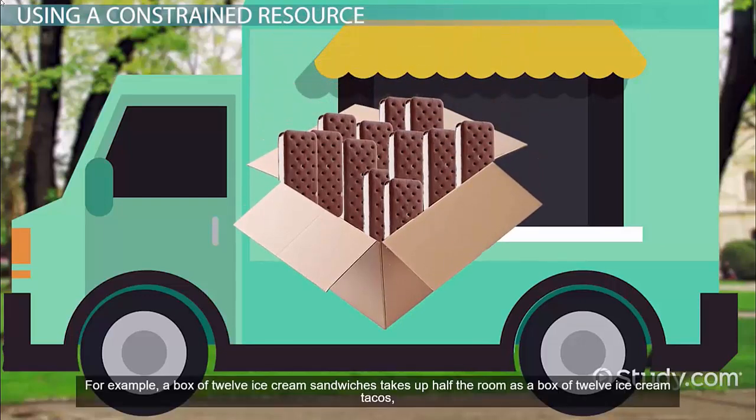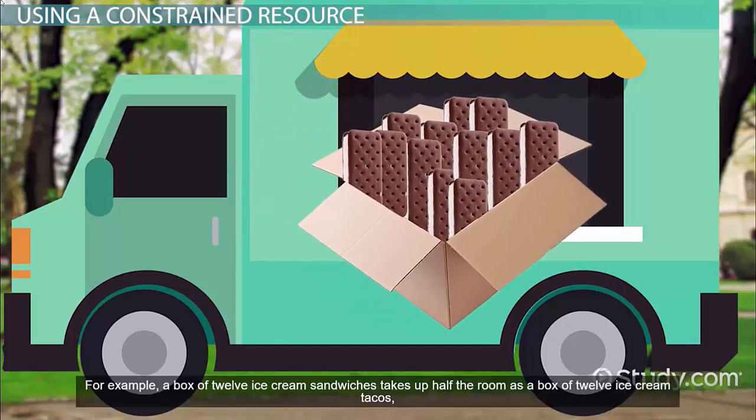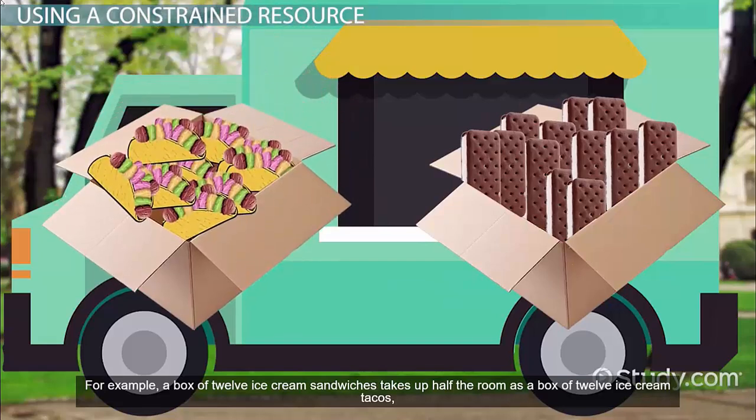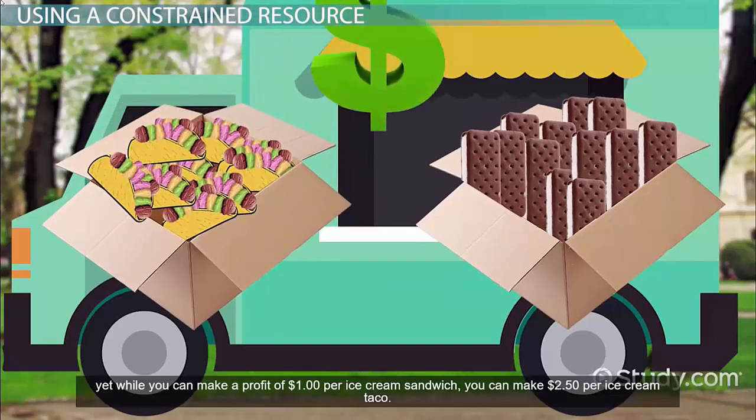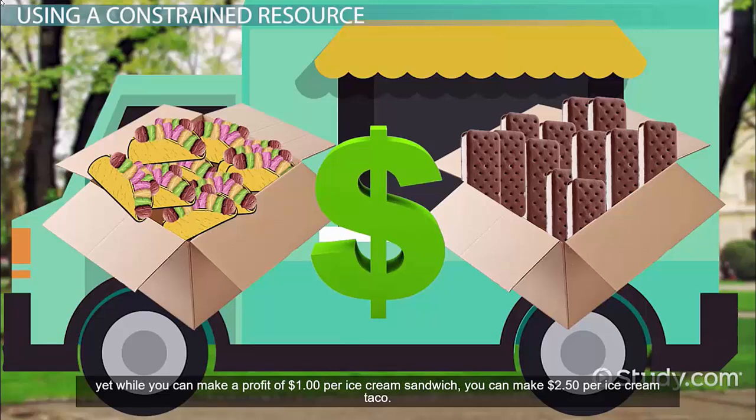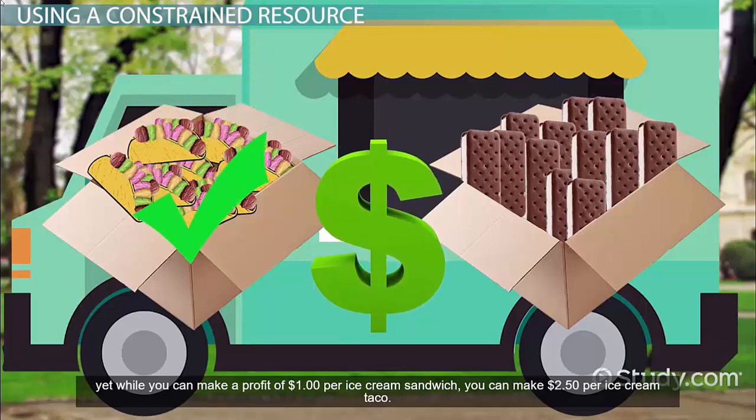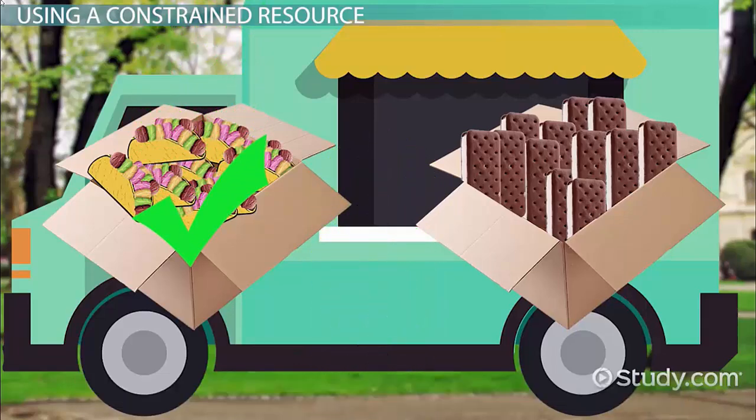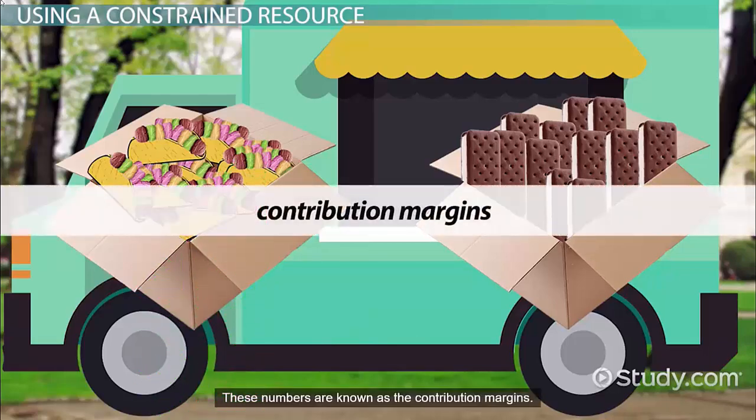For example, a box of 12 ice cream sandwiches takes up half the room as a box of 12 ice cream tacos. Yet while you can make a profit of $1 per ice cream sandwich, you can make $2.50 per ice cream taco. These numbers are known as the contribution margins.